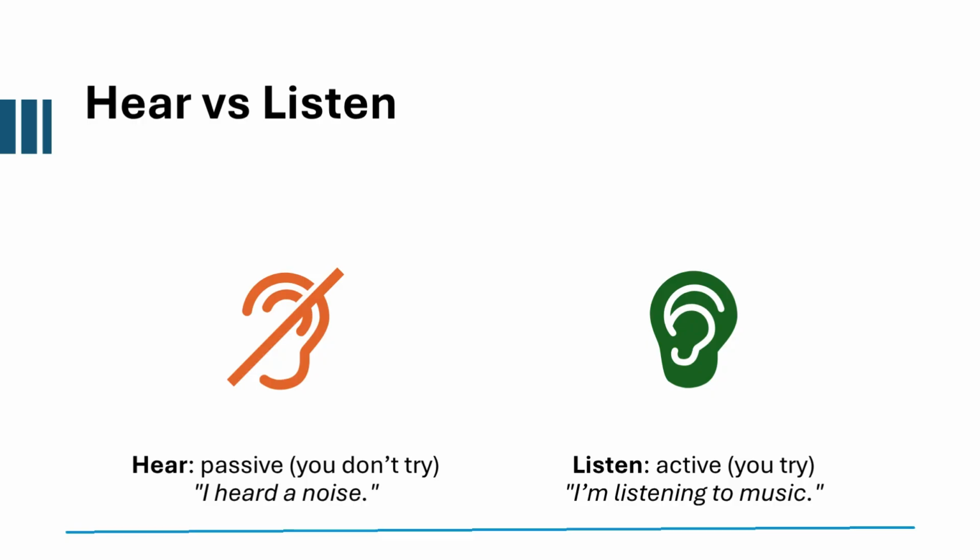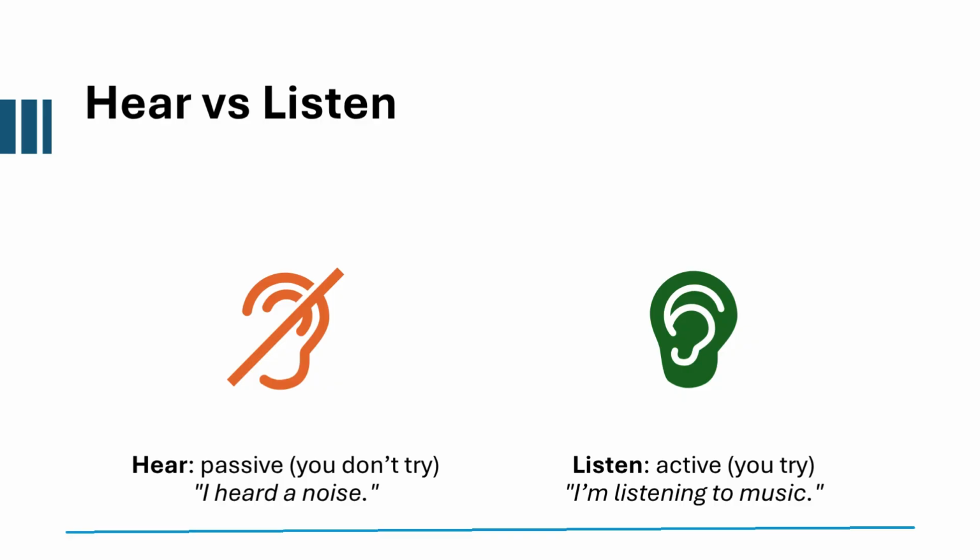And the next pair of verbs is hear versus listen. Hear is a more passive sense where we don't try. For example, I heard a noise. Whereas listen is active, where we try to understand or pay attention to something. For example, I'm listening to music.